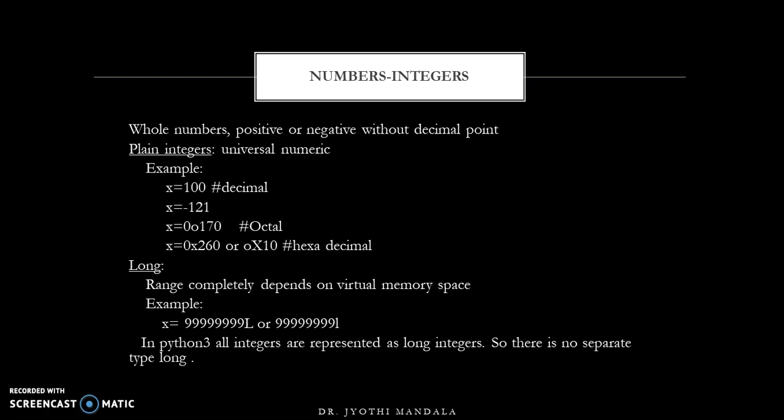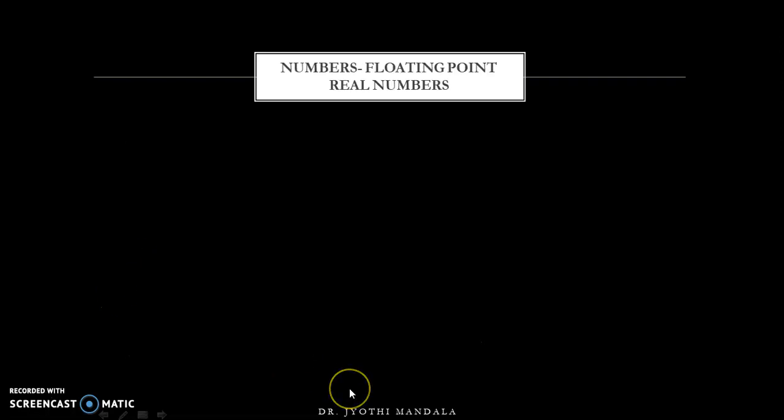So there is no separate type called long. Whatever declaration I have shown here will be considered only for Python version 2. From Python version 3, the integers are represented as long integers only, so there is no separate type called long. Right? Now the third type of our numbers is floating point numbers.